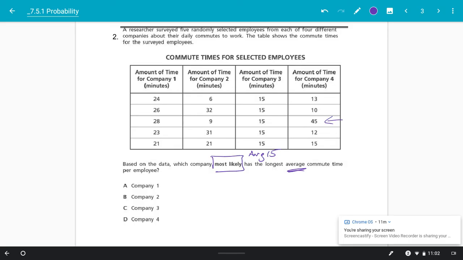With company 2, again, I do have some longer ones, but I also have some shorter ones. So there's not a good chance that I'm going to pick someone with a long commute time. But with company 1, most of those have longer commute times. So there's a good chance, or more likely, right, that I would pick somebody with a longer commute time. So company 1 is the most likely for that to occur.